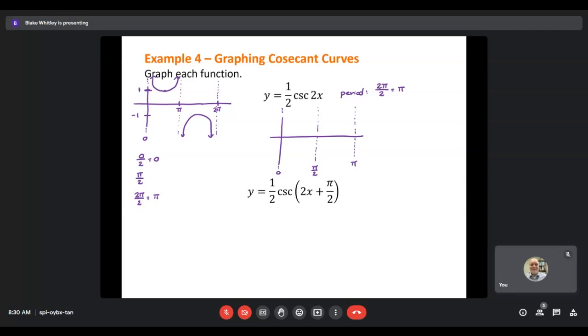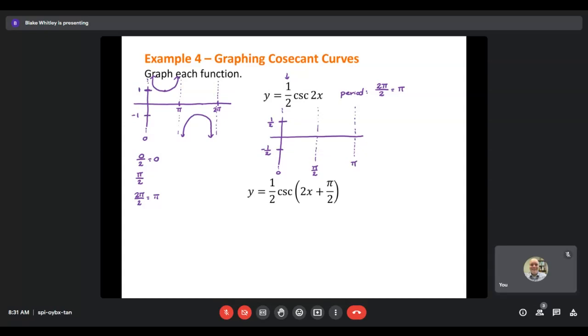Okay. Now, the other thing we have to look at this time is we do have this 1/2 out front. Remember what that's going to do is it's actually going to shrink it vertically. That's also going to change these y values along our y-axis. So instead of being 1 and -1, they're going to be 1/2 and -1/2. Just always pay attention. If there's an a value being multiplied by your function out front, we always have to adjust those y values for cosecant and secant.